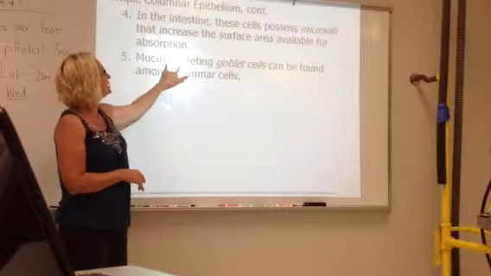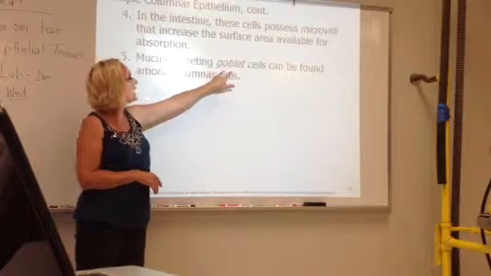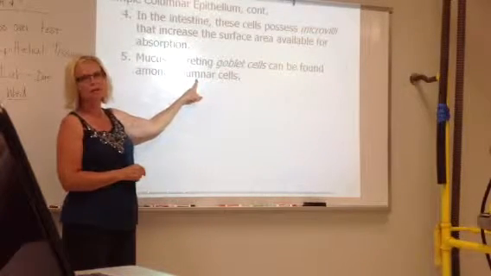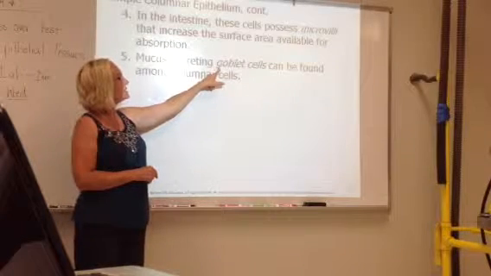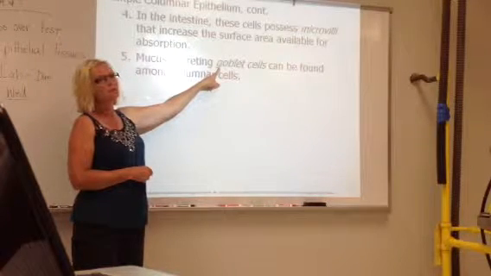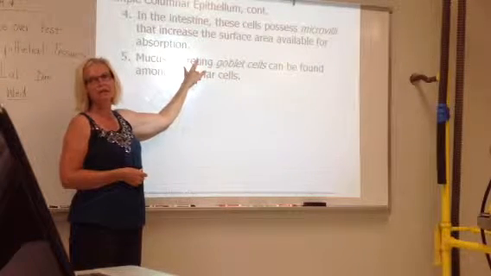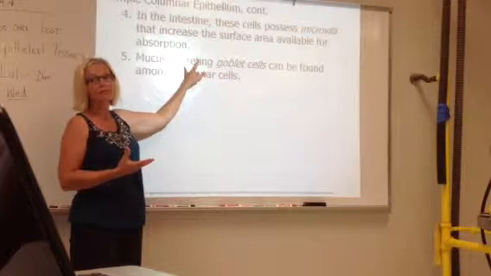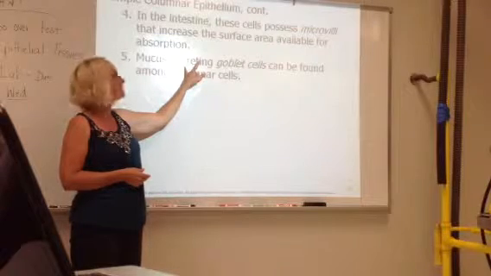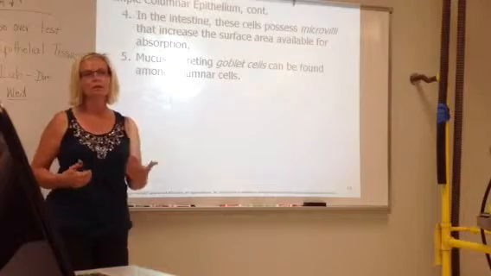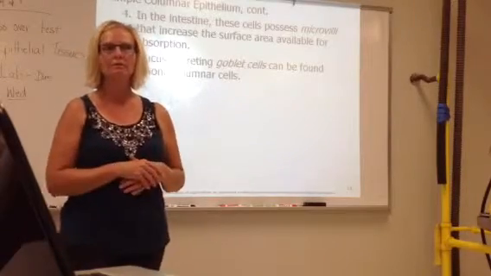Mucus secreting cells are called goblet cells, and they're often found in columnar cells. And these are very common in your digestive system to produce mucus to protect the lining of it. Like your stomach has hydrochloric acid in it. So these goblet cells produce mucus that protect the lining on the inside of your stomach.